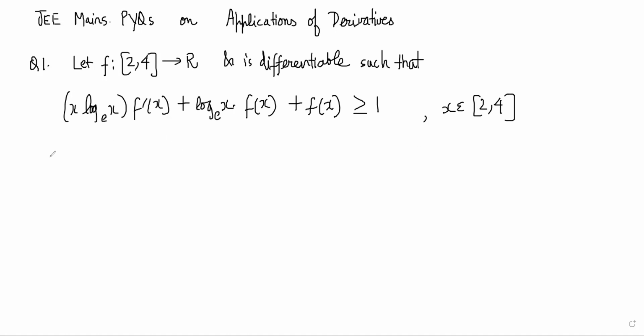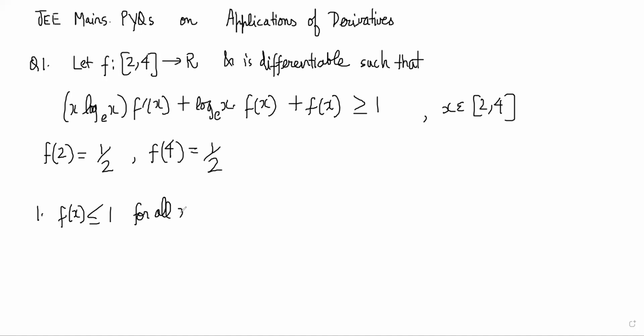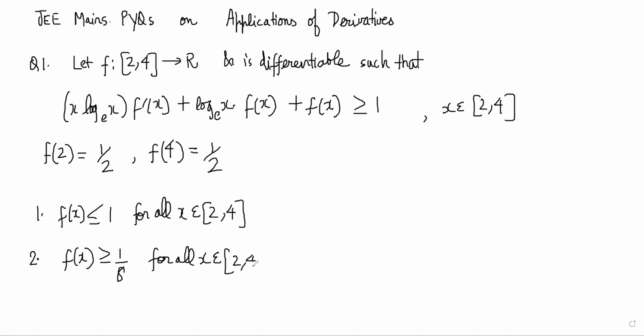and you also have information about f(2) which is equal to half and f(4) which is also equal to half. Now two statements are given. Statement 1 is f(x) is less than or equal to 1 for all x belonging to [2, 4], and statement 2 is f(x) is greater than or equal to 1/8 for all x belonging to [2, 4]. You have to answer which statement is true, whether both are true, and so on.